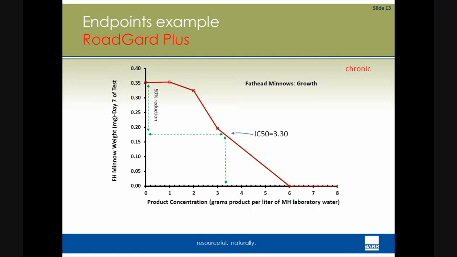Some of the endpoints have statistical type relationships, like the NOEC, which I talked about before, the no observed effect concentration, and the LC50. They also have some smoothing type operations, but in general, the calculations are extrapolated on a linear basis between the chemical and the response of the organism.